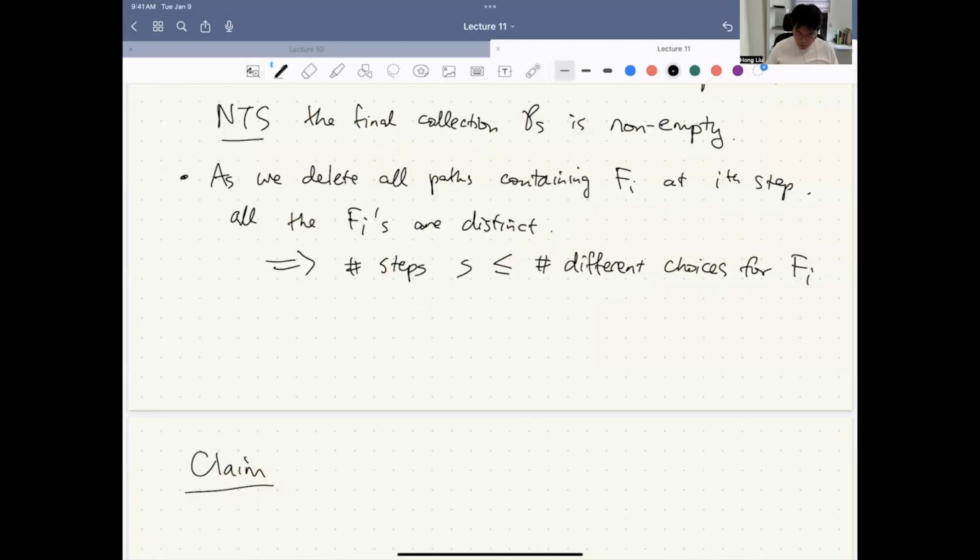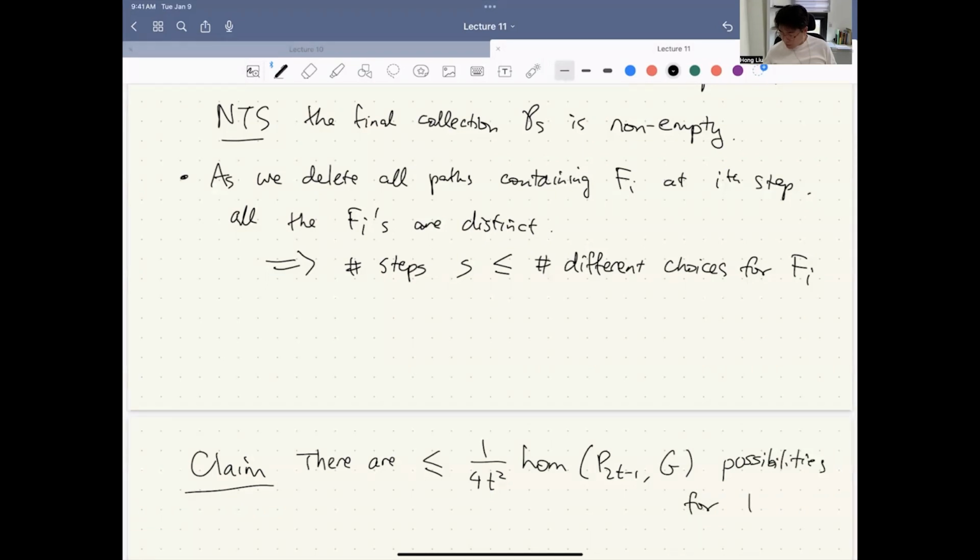Claim: there are at most 1/4 t squared times the number of homomorphisms of P_{2t minus 1} in G possibilities for Fi. Okay.